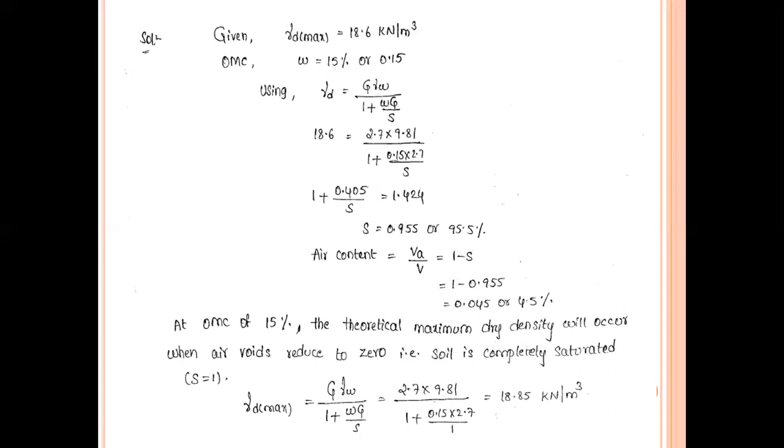Next we find out the dry unit weight when the soil is completely saturated. So S equals 1 at OMC of 15 percent. The theoretical maximum dry density will occur when air voids reduce to zero, that is, when the soil is completely saturated, then S equals 1.